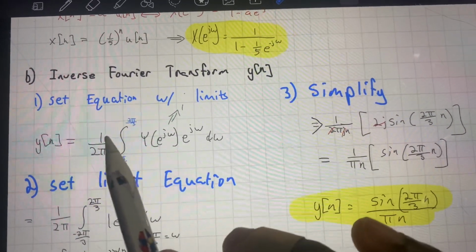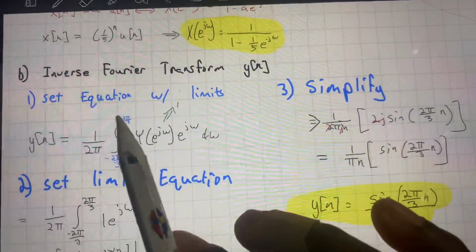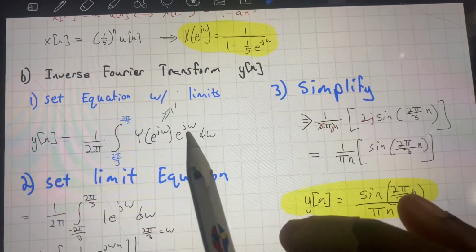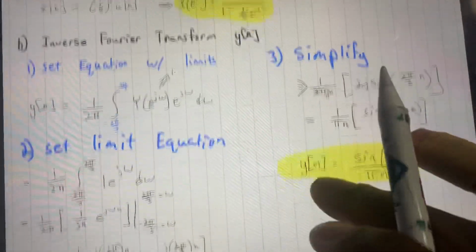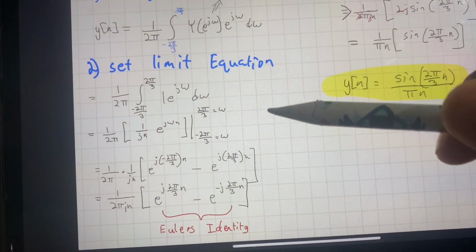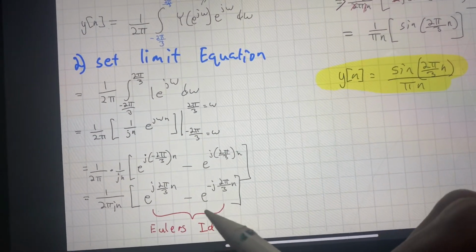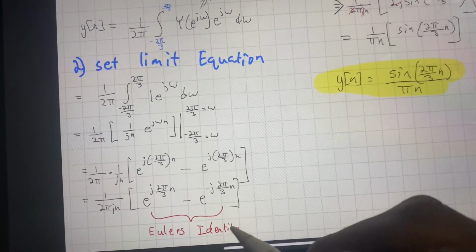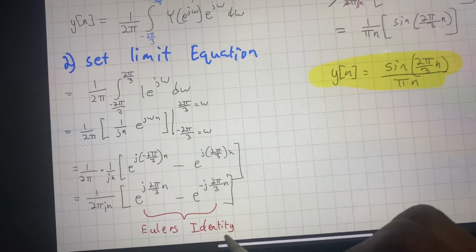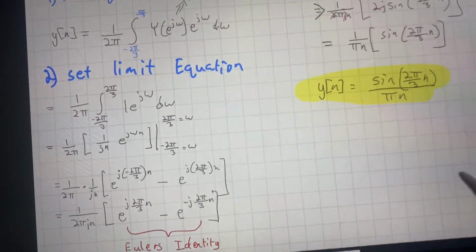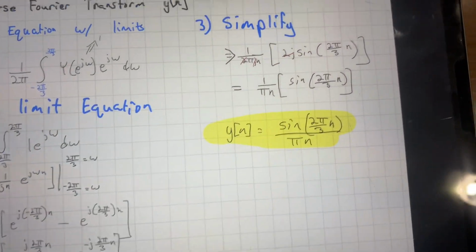So now we have our equation. y of n is equal to 1 over 2 pi with our limit, and then Y of e to the j omega multiplied by e to the j omega n. Then we set our limits to the equation and just solve as below. And once we get down here, we then are going to be able to recognize again that this is Euler's identity, which is really the sine of the Euler's identity.